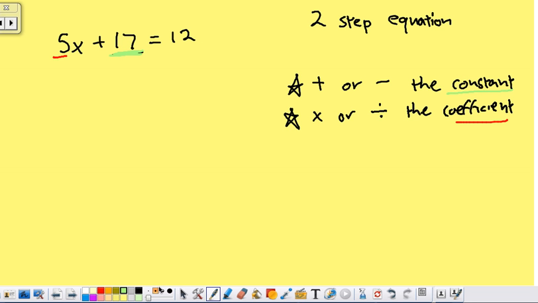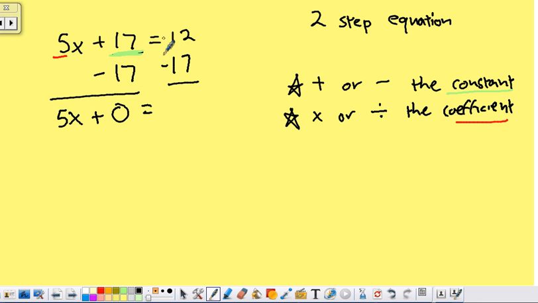So, let's solve. First off, I know that I need to subtract the constant in this case. I'm going to subtract the constant 17 on both sides of the equation, or subtract 17 from 17 and 17 from 12. And I do that so I can turn this entire constant into 0. That gives me 5x plus 0 equals, different signs, which means I subtract. That gives you 5, and because there's more negatives being taken away, negative 5.